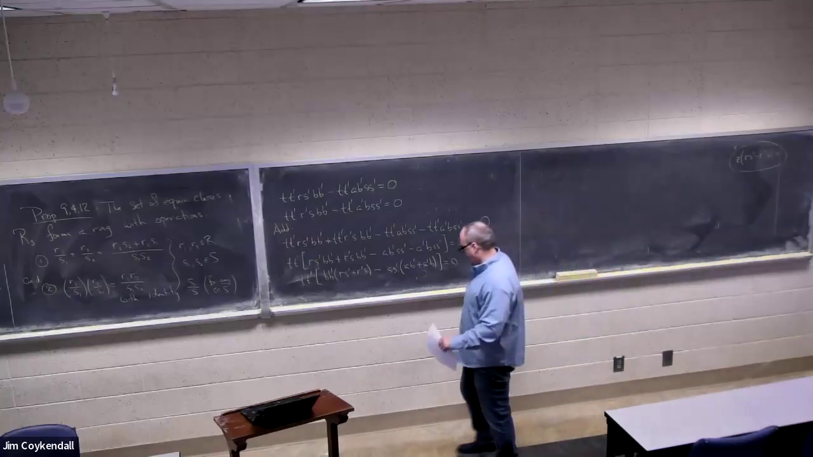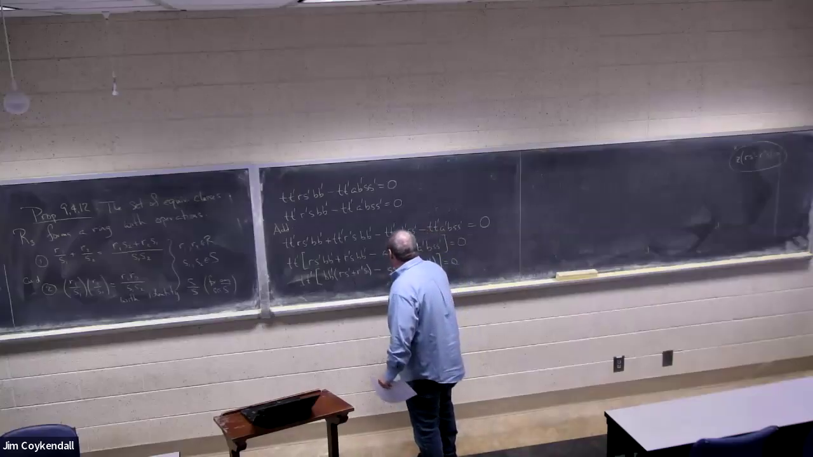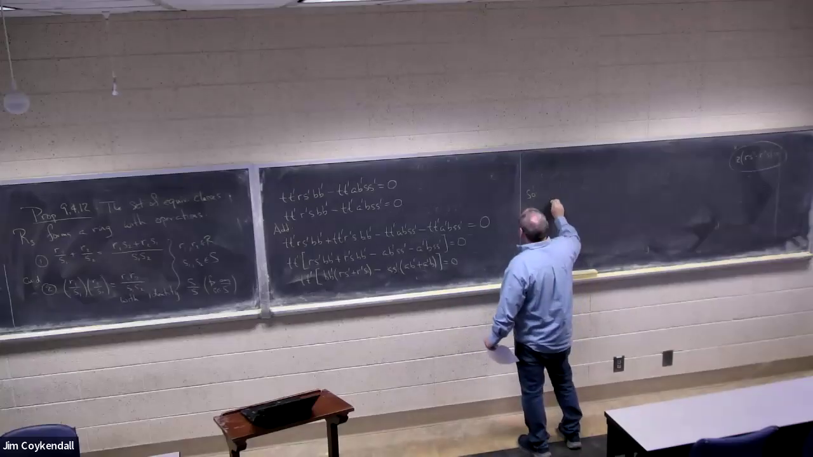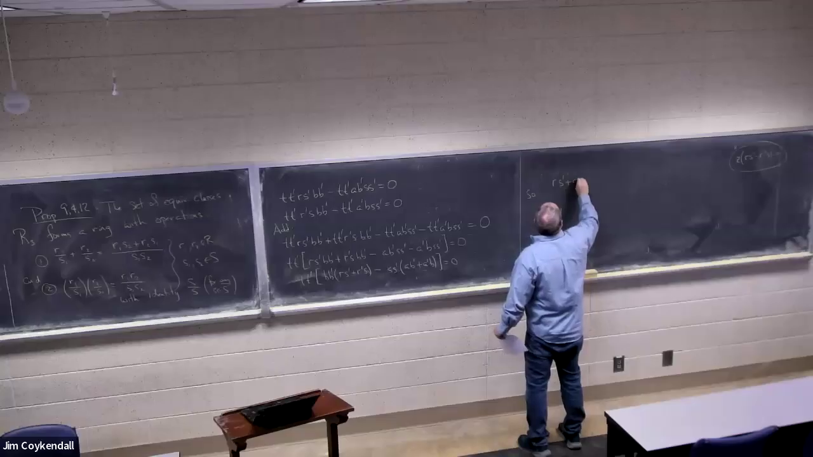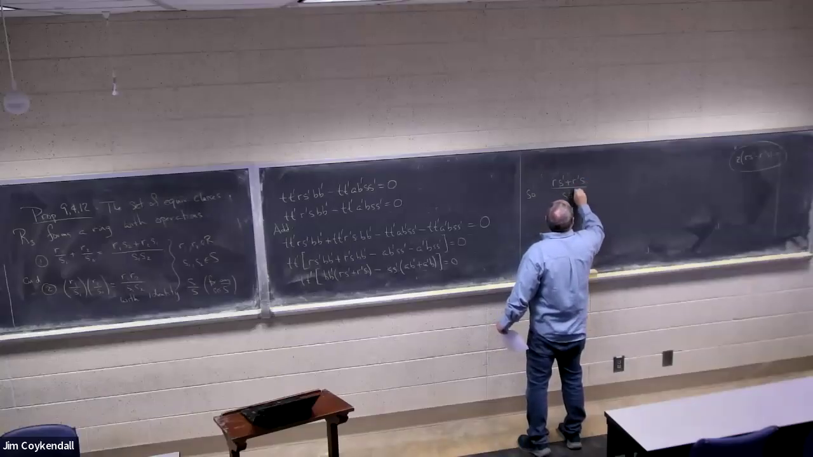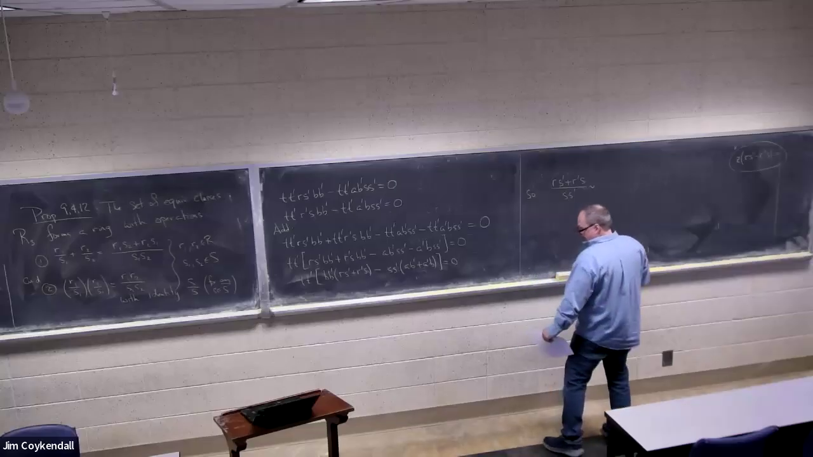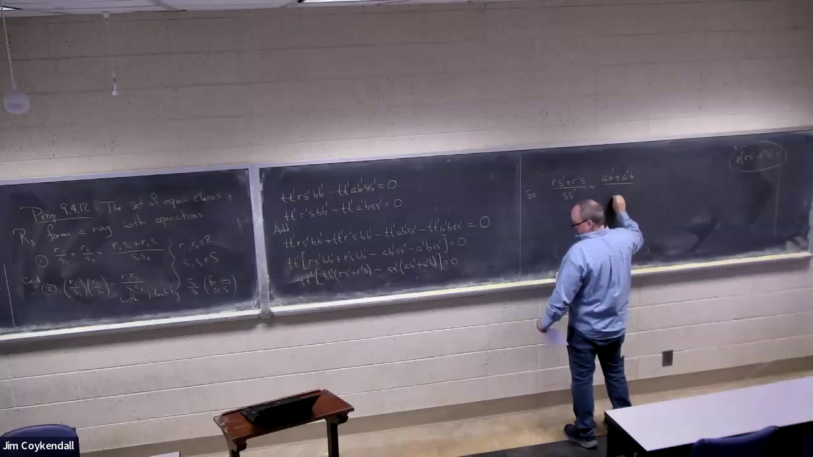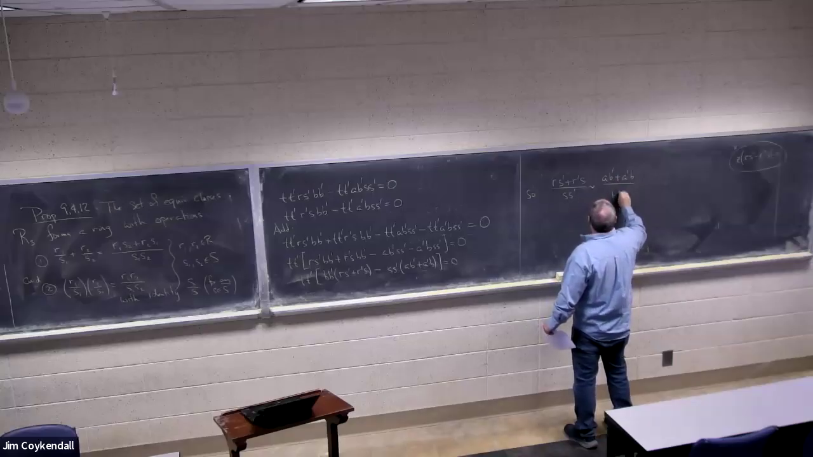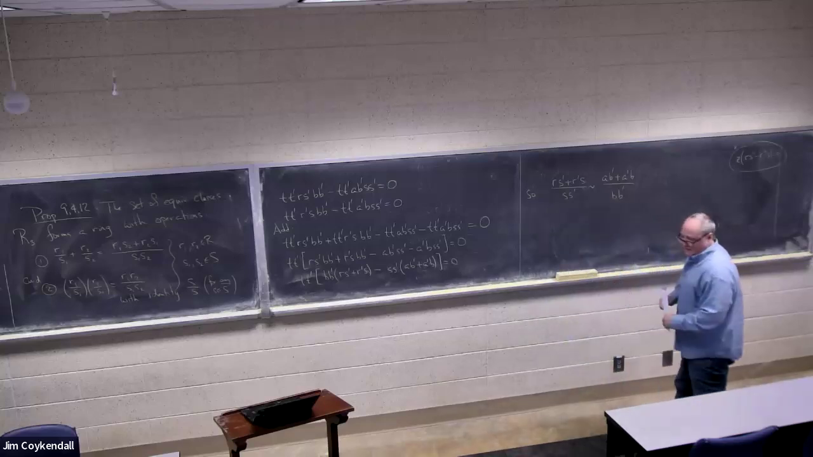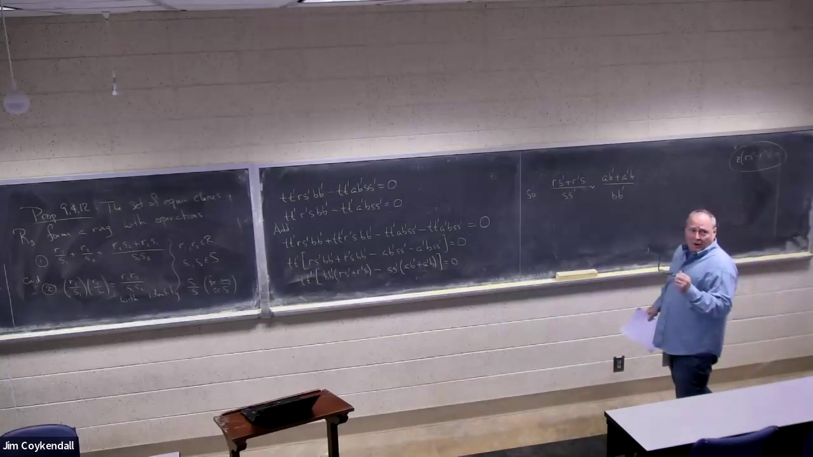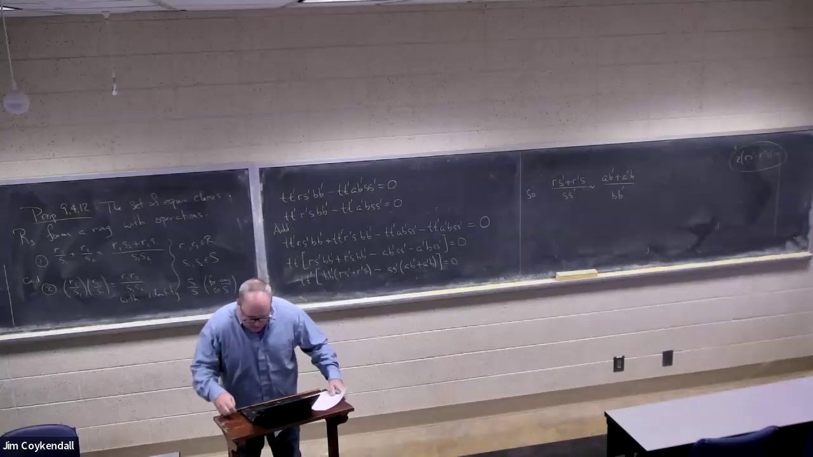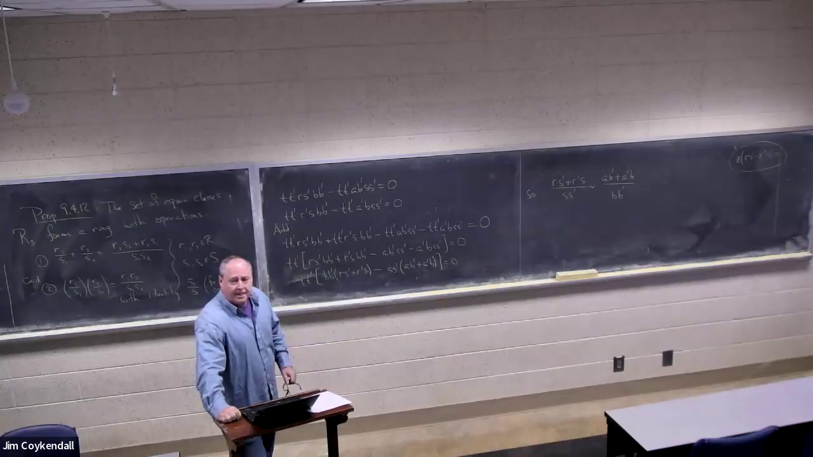So notice, this means this over this is equal to this over this. That is to say, (RS prime plus R prime S) over SS prime is equivalent to (AB prime plus A prime B) over BB prime. And there you go. You start with your fractions, I start with mine, and we get the same answer. Okay, any questions on this?